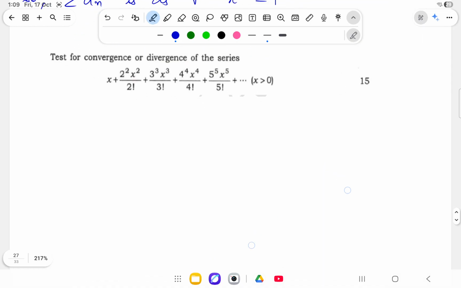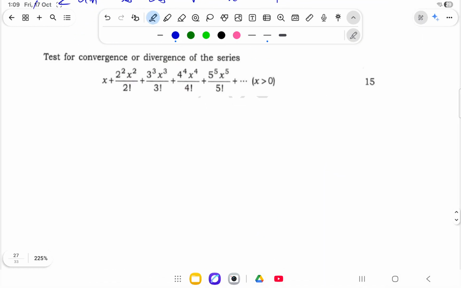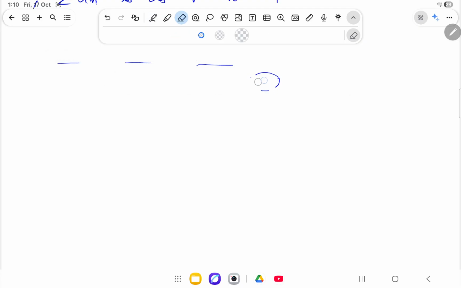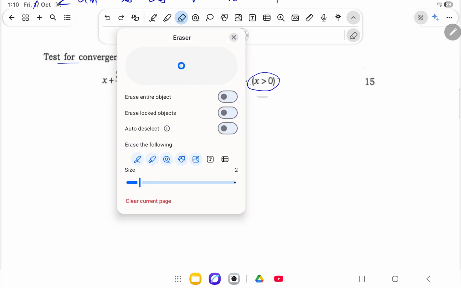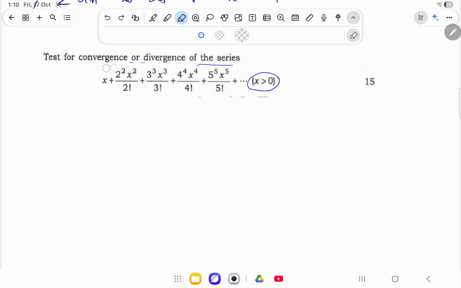In the next question, again they have asked us to test for the convergence or divergence of the given series. We are supposed to check where it is divergent and where it is convergent. Also in this case they have given us that x takes only positive values, so this is a positive term series. So let's move on to see the question.